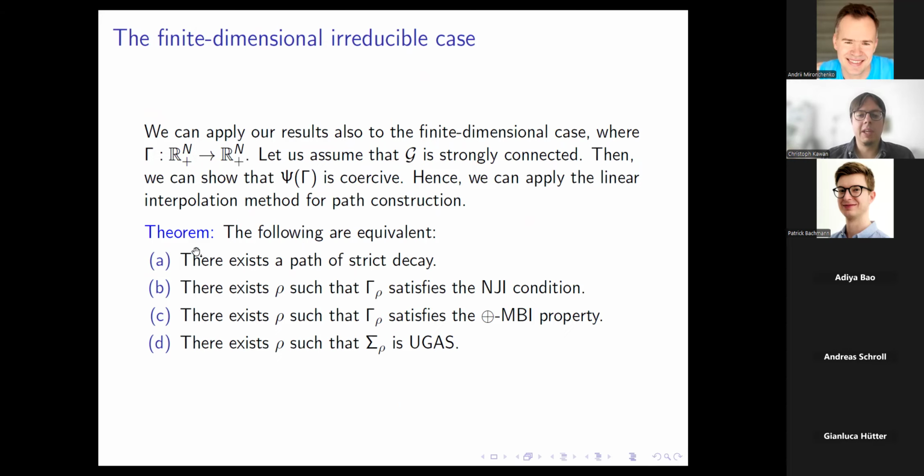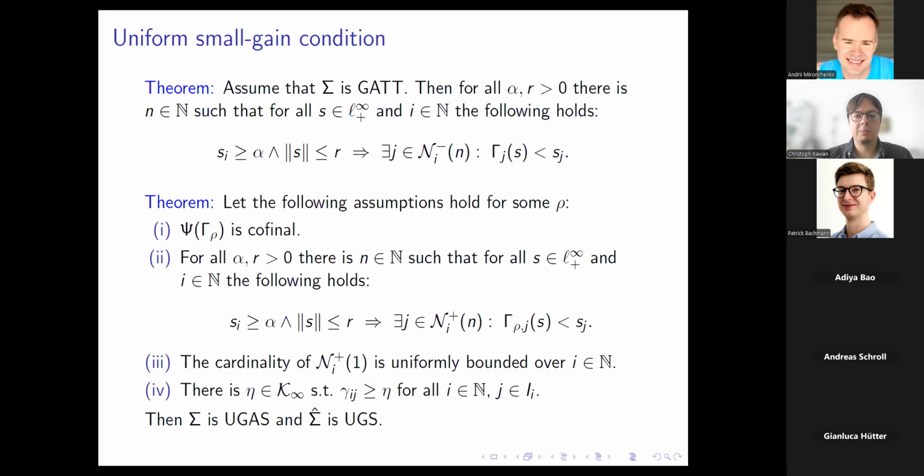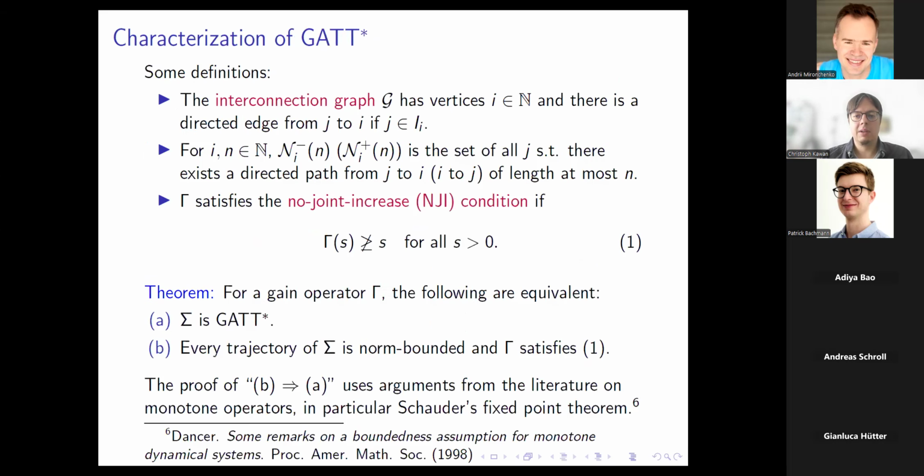And we have a couple of equivalent conditions. One of them is, again, that the sigma rho system is UGAS, but we also have some other nicer condition, like the no joint increase condition, which you might know. Maybe this is the last thing that I'm going to show you, which is this condition. Right, let me stop here, not to go over time too much.